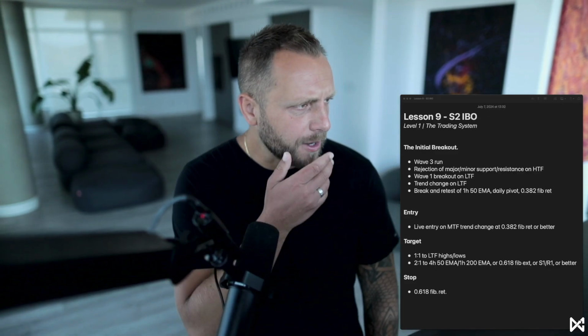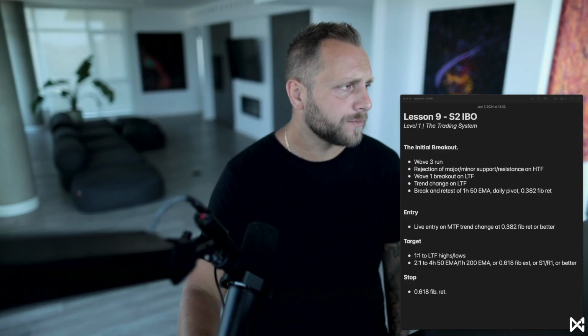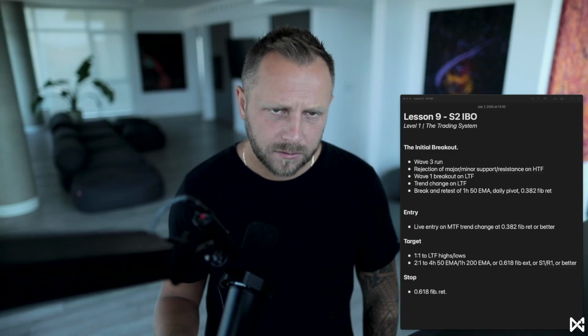Notes are simple, right? We have a wave 3 run that we're trying to capture, and we have a rejection of a major/minor level on a higher time frame. We have a 1 hour breakout on a lower time frame. We have a trend change on a lower time frame, and it's a break and retest of the 1 hour 50, daily pivot, 0.32 Fibonacci retracement. Right, so we cover that.